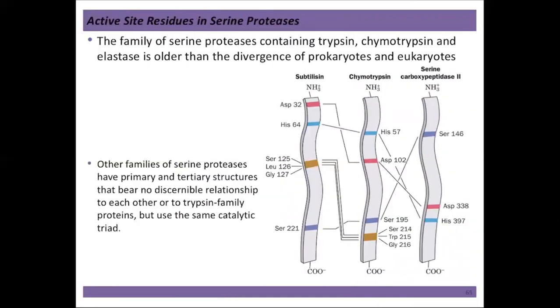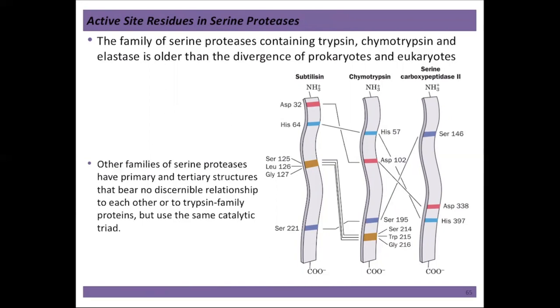Now, what's really interesting is if you look at these serine proteases and try to see how related they are, you'll realize that they're not really related. We can look at this by the position of these residues. You can see that the position of these residues really aren't conserved. And like I said earlier, the active site residues can be spread all across the backbone of the polypeptide. So what you find is the family of serine proteases containing trypsin, chymotrypsin, and elastase is older than the divergence of prokaryotes and eukaryotes. So this was an enzyme that was found to be useful long before we got prokaryotes and eukaryotes.